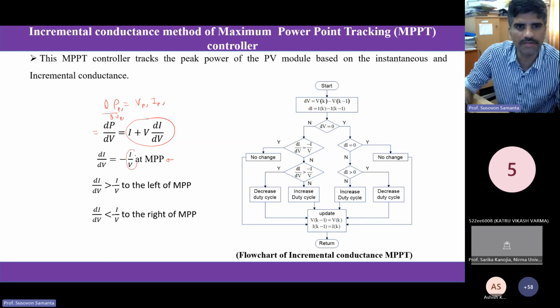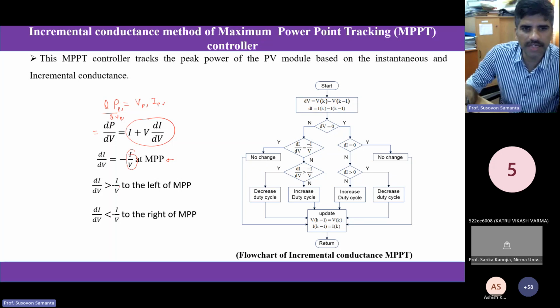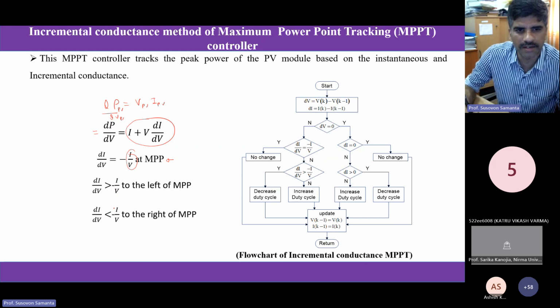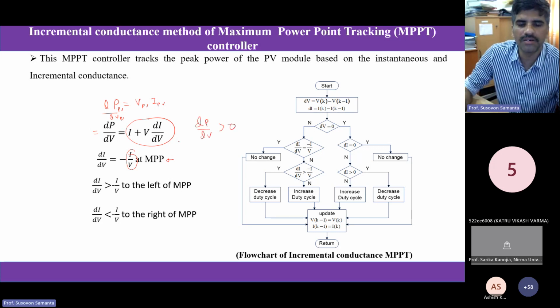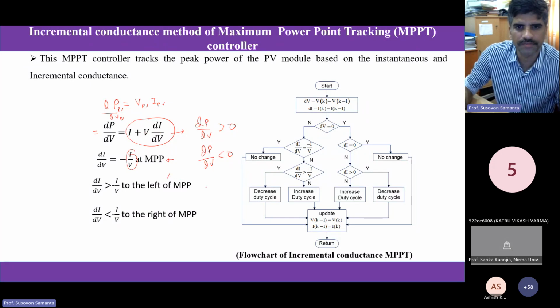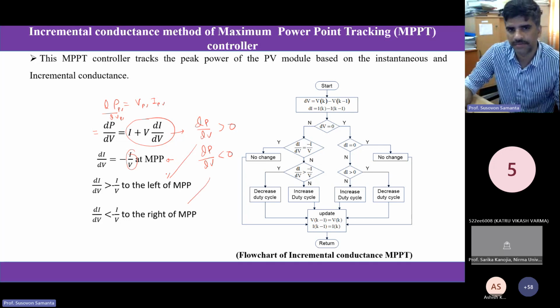Why conductance? Because this is I by V. So it is incremental conductance. At the left, dI by dV should be greater than minus I by V, and at the right, it should be less than minus I by V. That is the same thing that we have already seen: dP by dV greater than 0 at the left hand side, and at the right hand side dP by dV less than 0. So this condition is actually the same. If instead of dP by dV I put I plus V dI by dV, I will get these two expressions from here and from here.